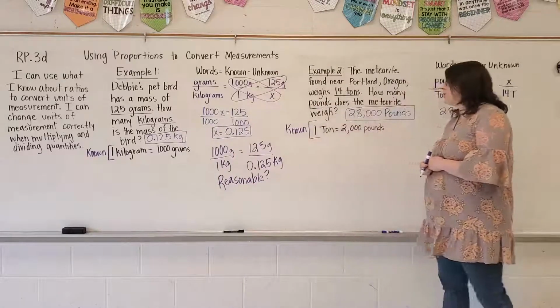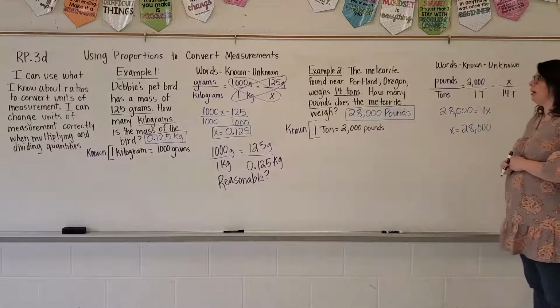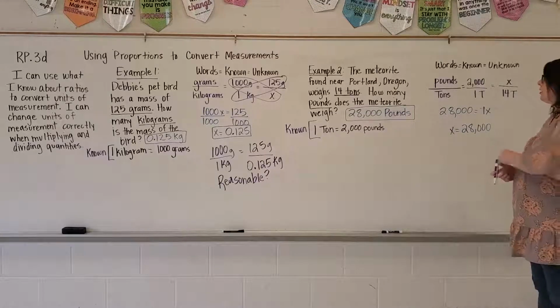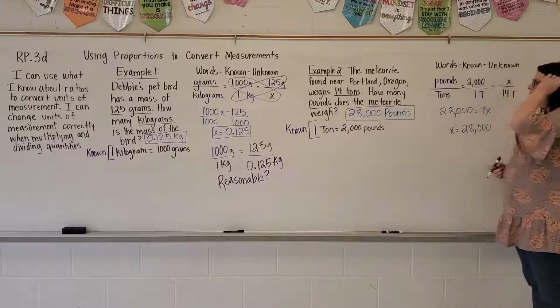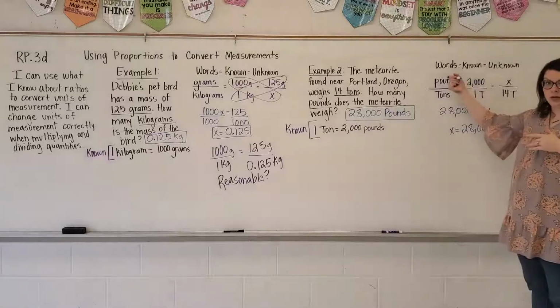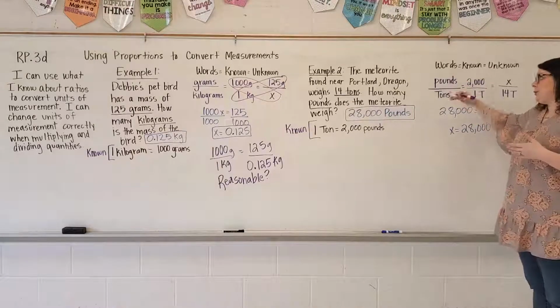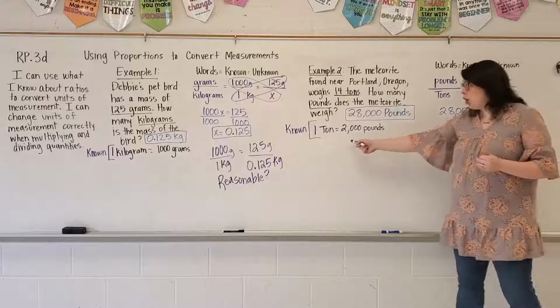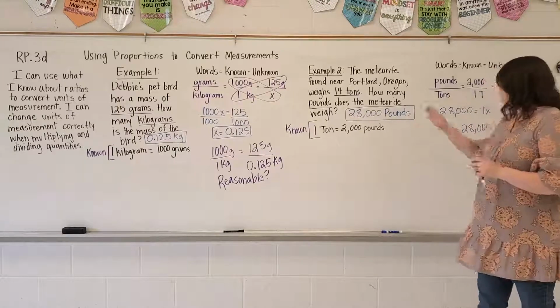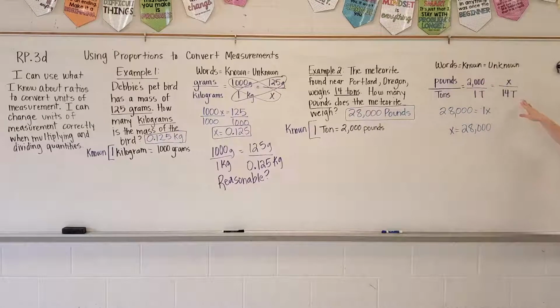All right, let's go to example 2. The meteorite found near Portland, Oregon weighs 14 tons. How many pounds does the meteorite weigh? So we're going to go with words, known, unknown. We are converting pounds to tons and tons to pounds. I just chose to put pounds in my numerator. What I know is this unit rate: I know that 2,000 pounds equals 1 ton. So I put that in known. And then I am looking for pounds, so that's where my variable comes in, for 14 tons.